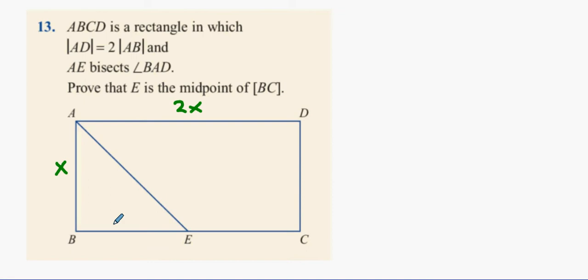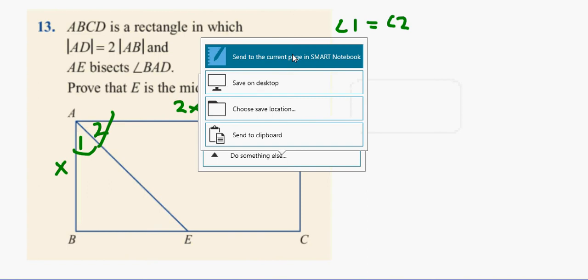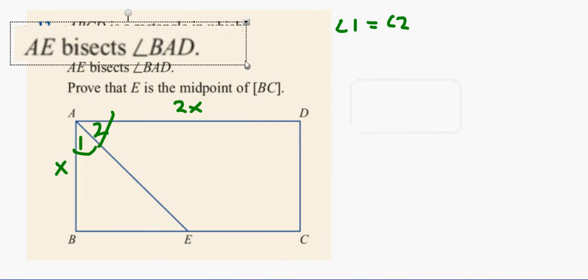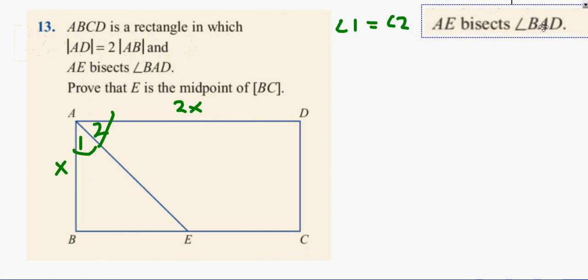B to A to D, so that means angle 1 equals angle 2. So angle 1 equals angle 2, and the reason for that is this here. Okay, we just get that there, and happy days. Now, prove that E is the midpoint of BC. So prove somehow that E cuts this in half.